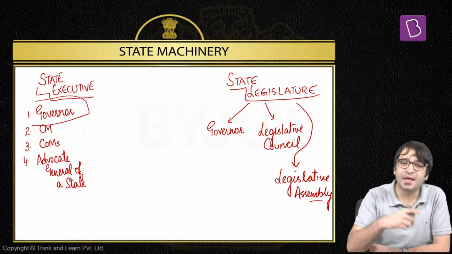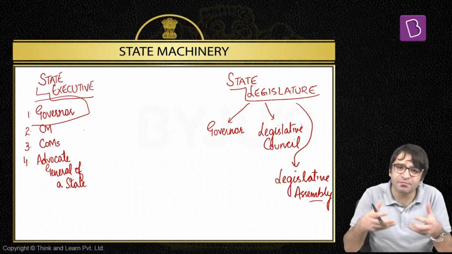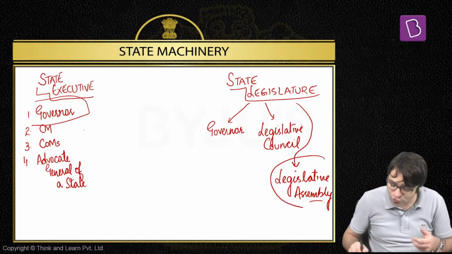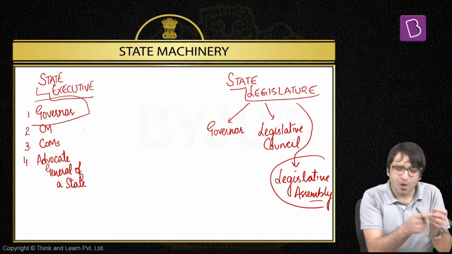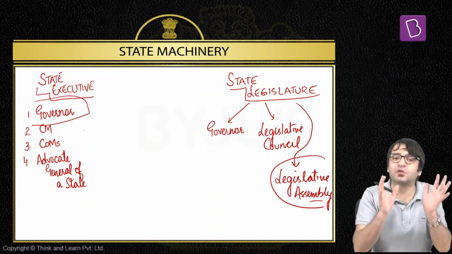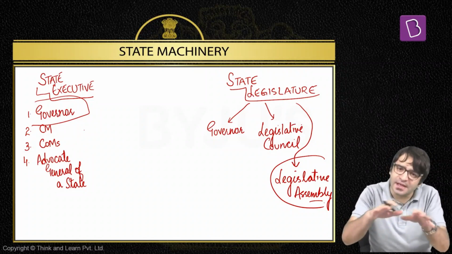Prime minister and his council of ministers, they are accountable to, collectively responsible to Lok Sabha. In a similar fashion, chief minister and his council of ministers, they are collectively responsible to the legislative assembly, the lower house of state legislature. That means council of ministers swim and sink together, which means if the prime minister resigns or dies, that is the resignation and the death of the entire council of ministers. In a similar fashion, with the resignation or the death of a chief minister, that is the resignation and death of the entire council of ministers.